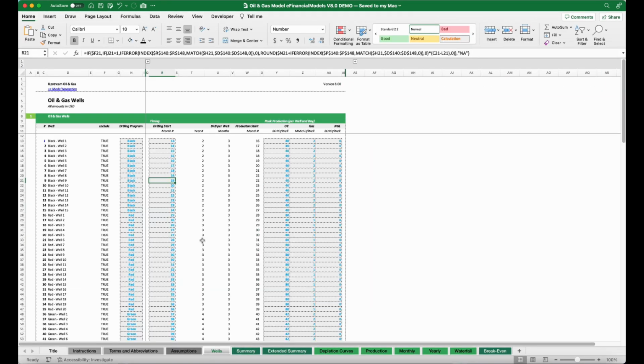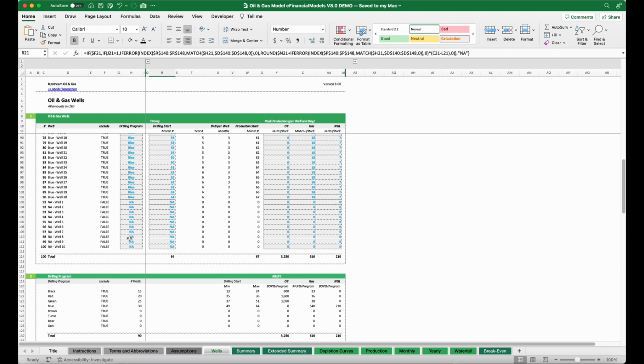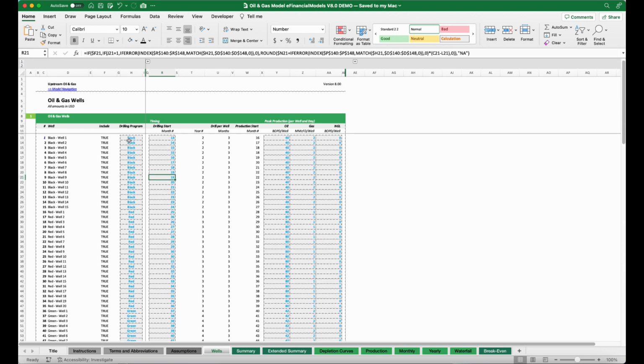Now that we have entered all the assumptions, the model will define which wells need to be drilled and to which drilling program they belong. The model will calculate the suggested schedule on the timing of the drilling starts. The duration will then give you the time of completion of the drills, and at that time the production will start.